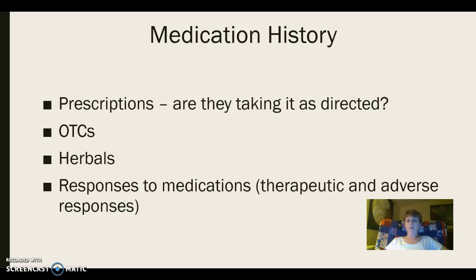We also want to hear about their response to the medication. Have they had a therapeutic response or an adverse response? Therapeutic response means that the medication is doing what we wanted it to do, what it was expected to do. Adverse responses could be an iatrogenic response, meaning that the medication has caused another disorder, or an idiosyncratic response, which means that the medication has done the opposite of what we expected it to do, or it could be an adverse effect like an allergy, an allergic response. If we have an allergic response, we want to make sure that that is clearly documented on the patient's medical record.